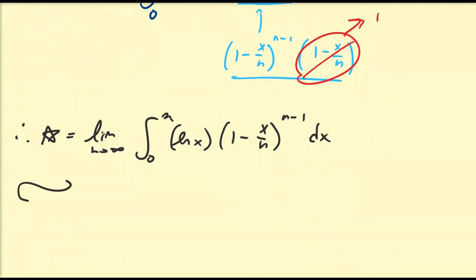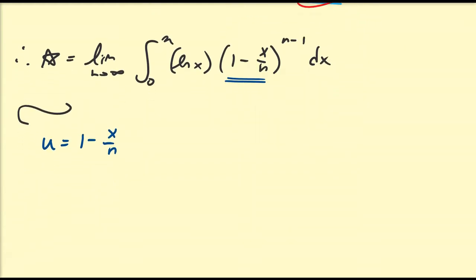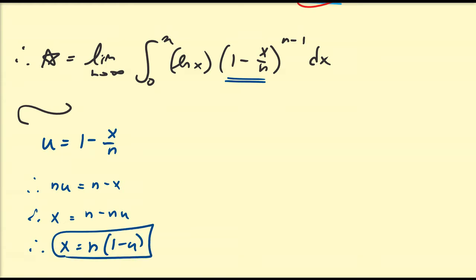So here I'm going to begin by using a substitution because I'm motivated to do some power rule. So I'm going to let u be equal to this interior expression. So when I multiply both sides by n, what is that going to give me? That's going to give me nu is equal to n minus x. So that means x is going to be equal to n minus nu, or x is going to be equal to n times (1 minus u). So if that is the case, then what is dx going to be equal to? So dx is going to be equal to minus n du.